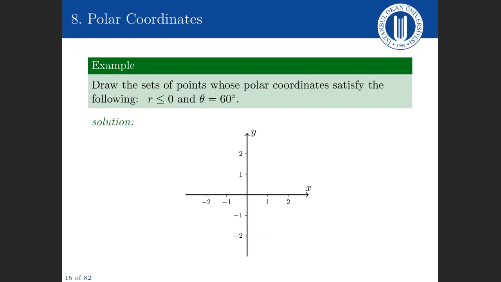Draw the set of points whose polar coordinates satisfy the following rules. R is less than or equal to 0. Theta is equal to 60 degrees. And I'm going to do the angle first. 60 degrees out here.